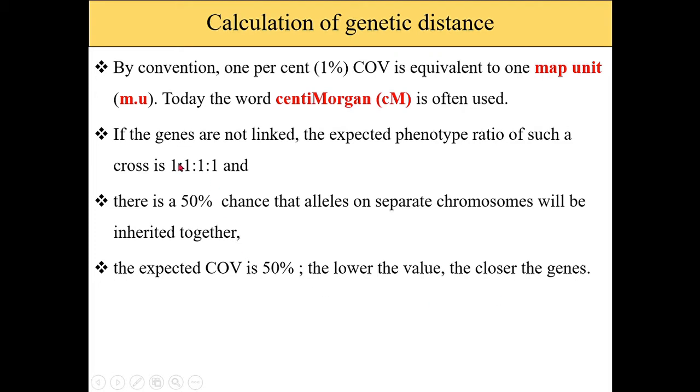So let's say the genes are not linked, as in they are not on the same chromosome. So that means the phenotypic ratio of the offspring will be 1 to 1 to 1 to 1, as in Mendelian inheritance. And also, there will be 50% chances that the alleles on separate chromosomes will be inherited together. So 50% and above. So if COV is lower than 50%, it means the genes are closer. And most importantly, they might be on the same chromosome.